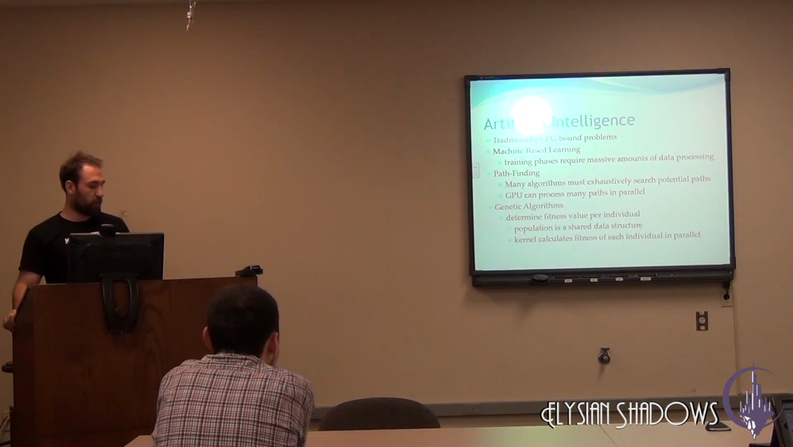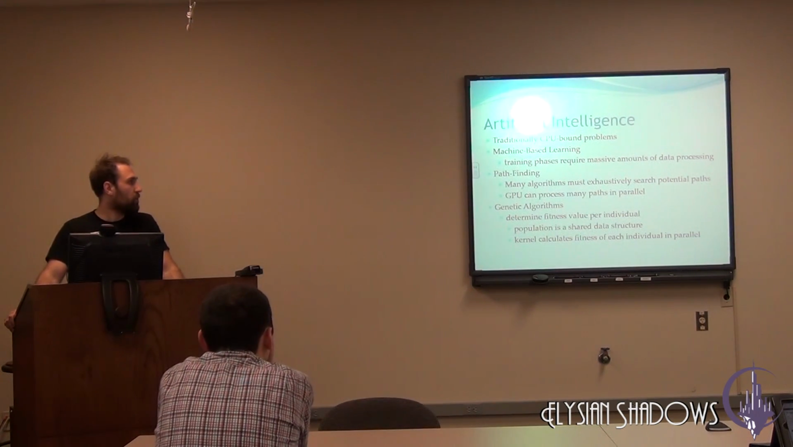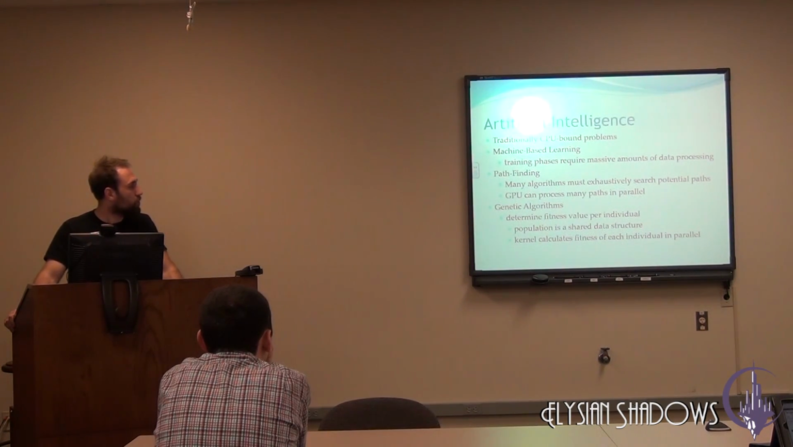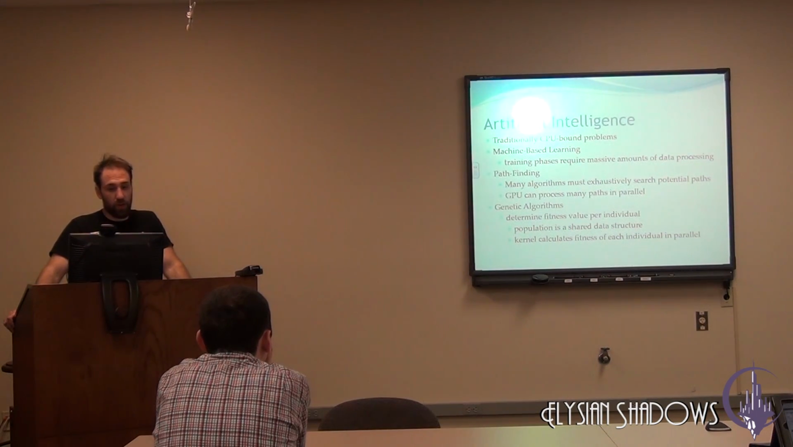AI, it turns out, is starting to move to the GPU also. These have traditionally been CPU-bound problems because there's a lot of branching and a lot of divergence going on, but there's some pretty good examples that work well on a GPU. Machine-based learning is one of them because training phases basically require processing a gigantic amount of data in a data level parallel fashion. Pathfinding also works well because there's a lot of exhaustive searches for potential paths, and then you can assign each potential path to a different kernel or a different thread on the GPU, which can do that in parallel.